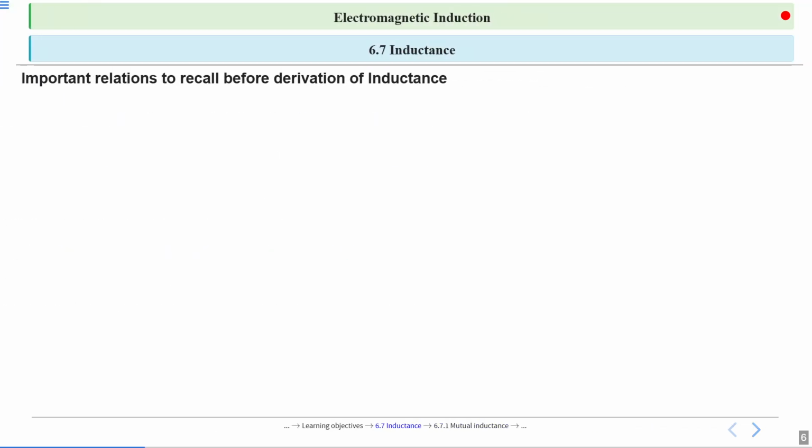So, important relations to recall before derivations of inductance. The magnetic flux phi B through a coil is proportional to the current I. The magnetic flux linked with the coil is directly proportional to the current flowing through it.